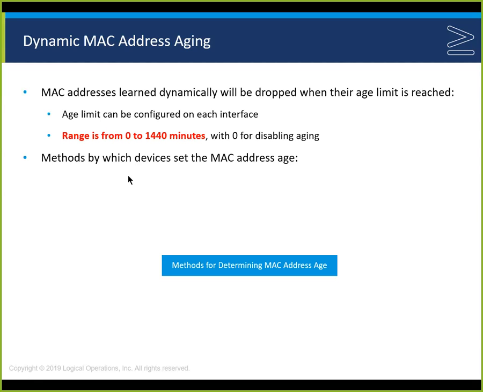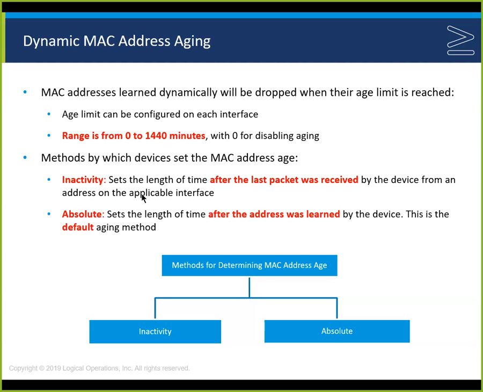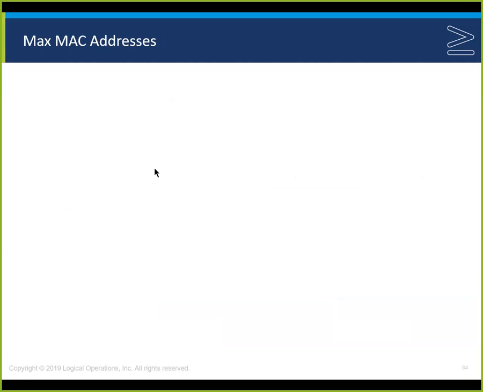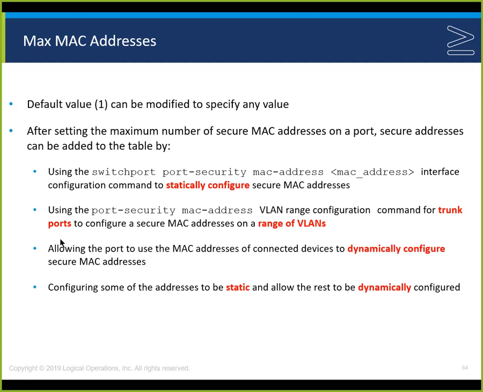The methods for MAC address inactivity, and we've looked at these: absolute and inactivity. With inactivity, if it's reused, the timer gets reset. Absolute starts at the 300 seconds and does the countdown timer for it. But again, when we configure port security, aging gets disabled. Default value is 1. We've seen that a couple of times.